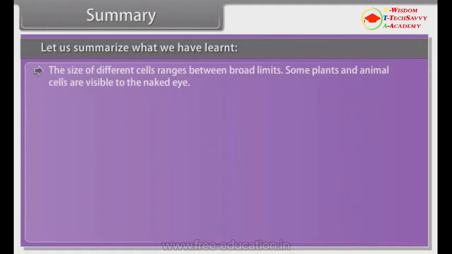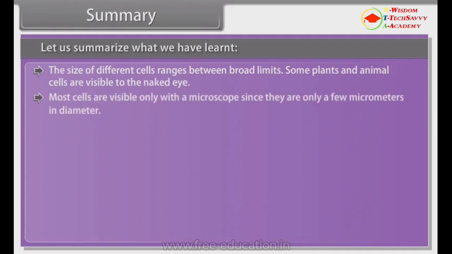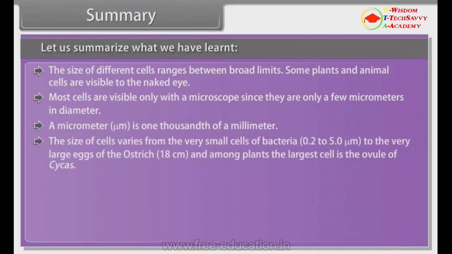The size of different cells ranges between broad limits. Some plant and animal cells are visible to the naked eye. Most cells are visible only with the microscope since they are only a few micrometer in diameter. A micrometer is 1/1000th of a millimeter. The size of cells varies from the very small cells of bacteria, 0.2 to 5 micrometer, to the very large eggs of the ostrich, 18 centimeter, and among plants the largest cell is the ovule of cycas.